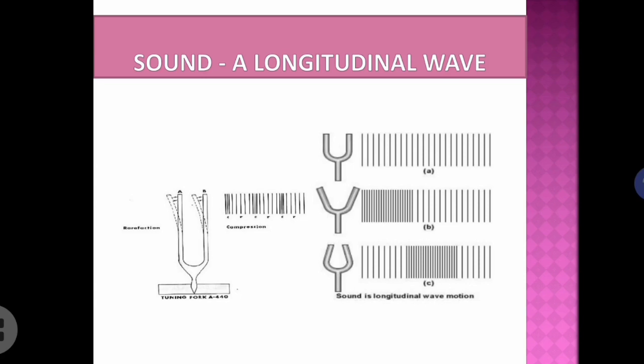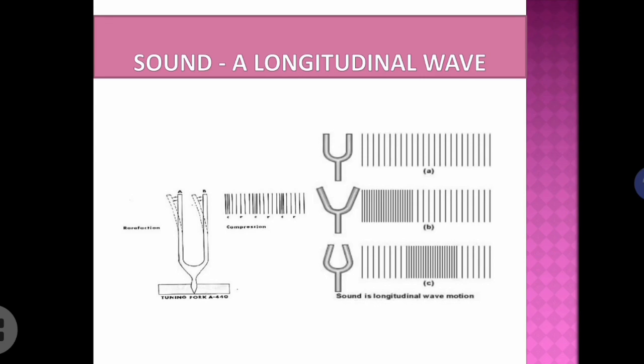But when the tuning fork starts vibrating, that means the prong starts vibrating, the particles also start vibrating. As a result, you can see when the prong is moving forward, the particles are also pushed forward, and they become crowded together, creating a region of compression. And the next instant, the prong will be going backward. So when the prongs suddenly go backwards, the particles become far apart, creating a region of low pressure called rarefaction.